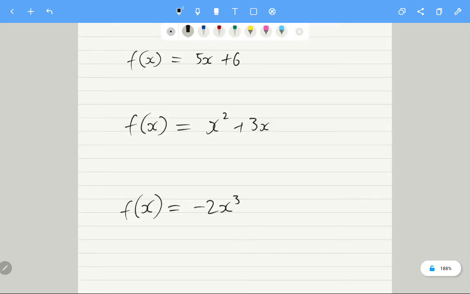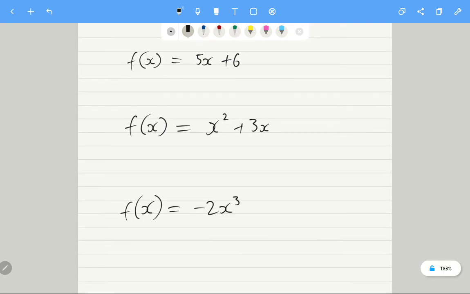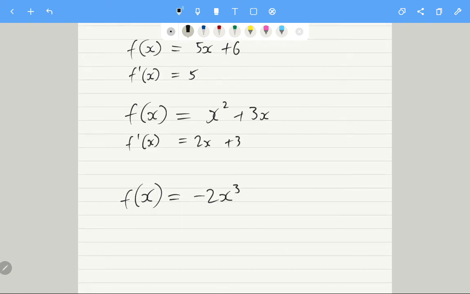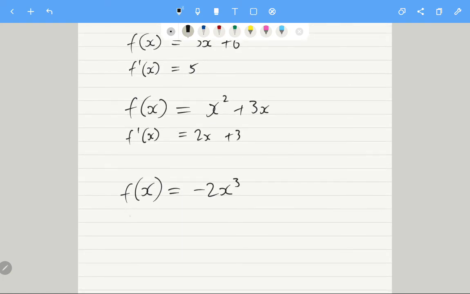Alrighty, so we did 3 derivatives in this quick lesson. And I just want to show what they look like right next to each other to see if you can see the pattern that's going on. So if f of x is equal to 5x plus 6, well, f dash of x is equal to 5. If f of x is equal to x squared plus 3x, then f dash of x is equal to 2x plus 3. And for the last one, if f of x is equal to minus 2x to the 3, then f dash of x is equal to minus 6x squared.